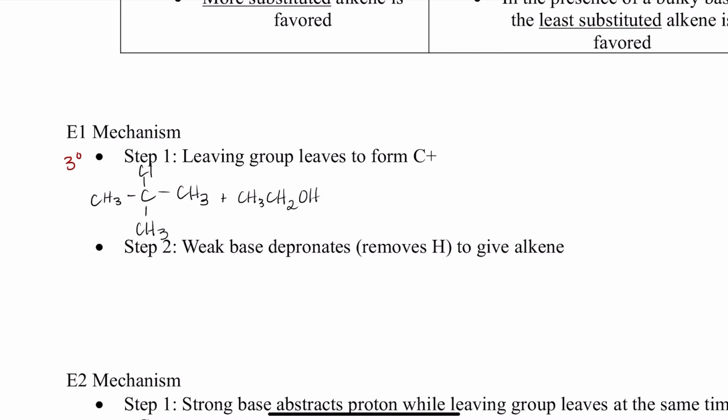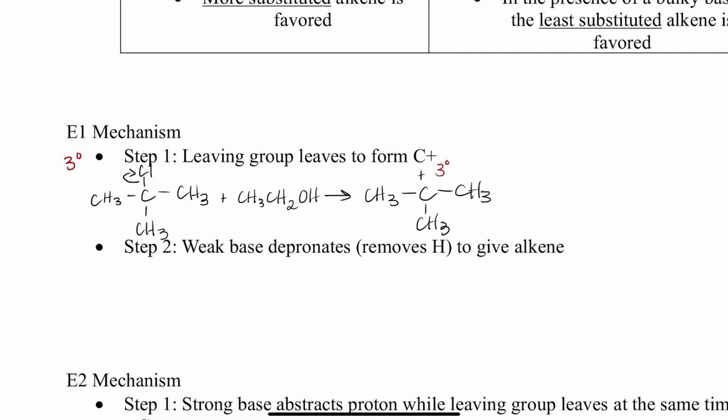So since this is an E1 reaction, we're going to generate a carbocation intermediate. The first step, our leaving group leaves, and that's going to generate our carbocation. And we see that we have generated a tertiary carbocation, that's as stable as we can get.